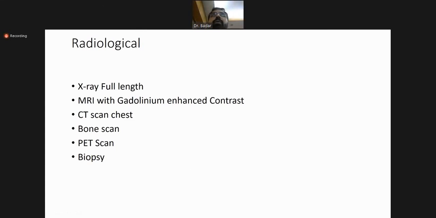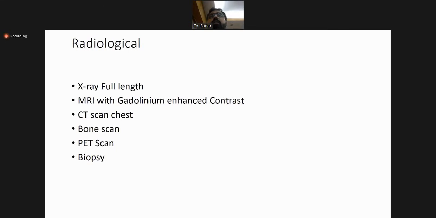X-ray just gives you a clue of which type of lesion it is, and that will guide you to the basic diagnosis of the tumor. MRI with gadolinium contrast is because you want to see the extent of the tumor into the bone as well as into the soft tissue, and along with that you want to see the neurovascular status of that limb, whether the vessels and nerves are spared from the tumor or encased by it.